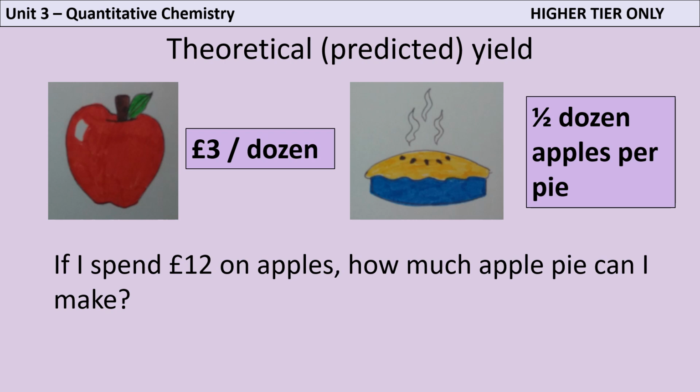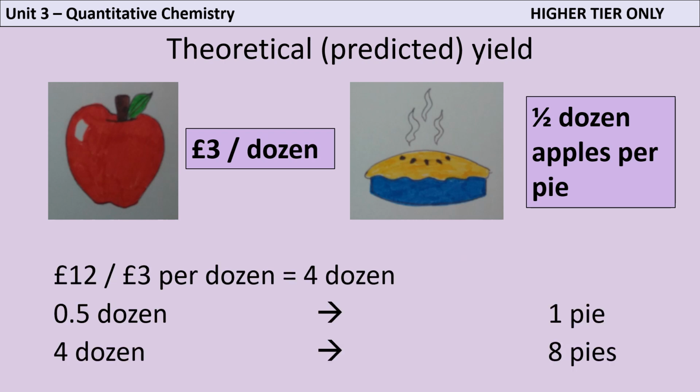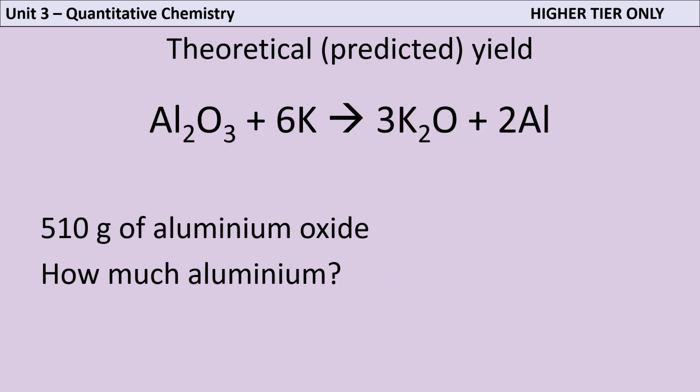Then you'd want to work out how much pie you can make using these apples. So this is where our balanced symbol equations come in. In my story, I'm told that half a dozen apples will make 1 pie. And I've got 4 dozen apples, so therefore I can make 8 pies. So let's look at this in terms of actual chemistry.